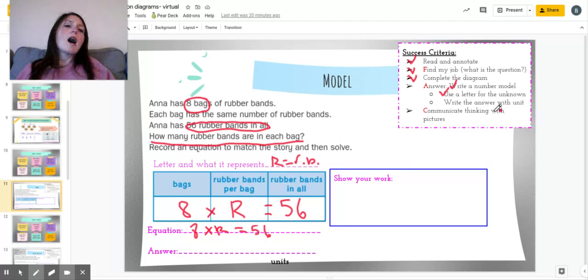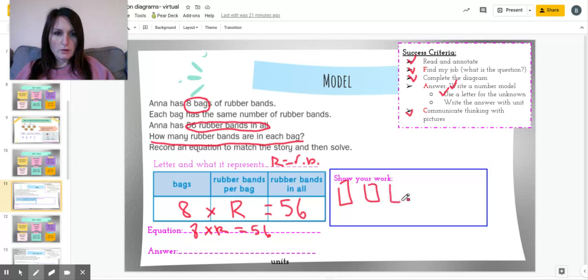Now, I know that this C part here, communicate my thinking with pictures, that's actually going to help me find my answer. So I'm going to draw 8 bags. 1, 2, 3, 4, 5, 6, 7, and 8.